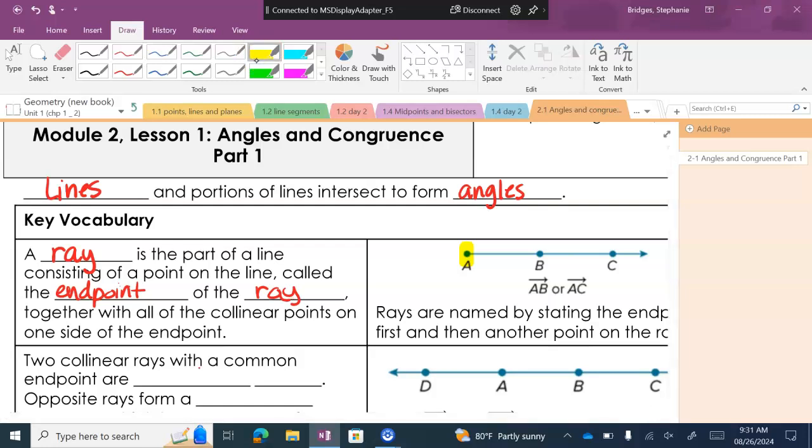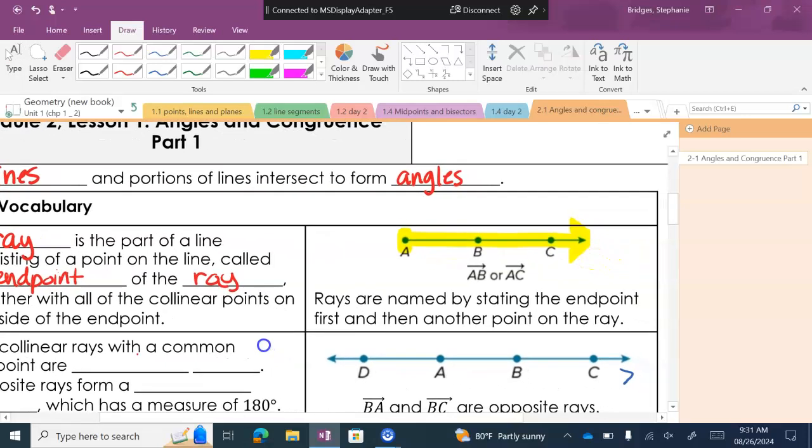together with all of the collinear points on one side of that end point. So if you notice, what's my end point that I highlighted in that picture? Which point? Point A. And then my ray, if you notice, it goes in one direction with an arrow on the end. Okay, so it has one starting point, one end point, and it's going to go through any other points on that line, and it's going to extend forever in that direction. And then under that picture, it tells you that rays are named by stating the end point first, okay, and then any other point on that line.